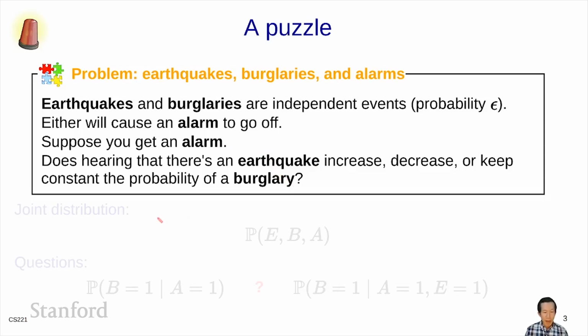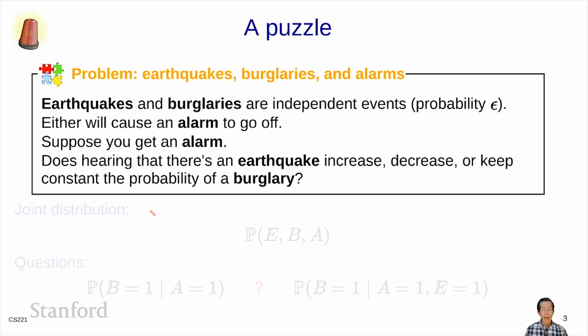Now we could try to intuit the answer, and I would encourage you to do that and see if you're right. But sometimes this can be very slippery, because the right answer could be counterintuitive. You might think that because I said earthquakes and burglaries are independent, knowing that there's an earthquake shouldn't change the probability of burglary. That's one way to think about it, but that turns out to be wrong, and I'll show you why.